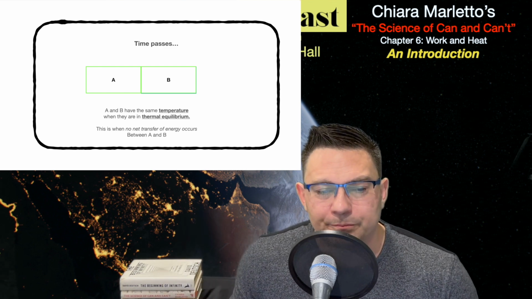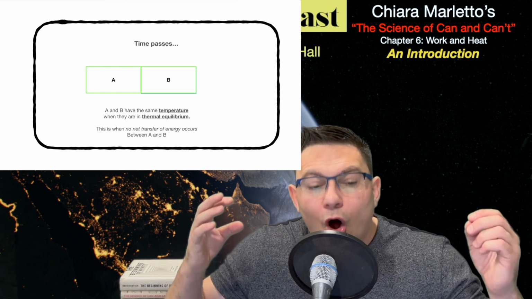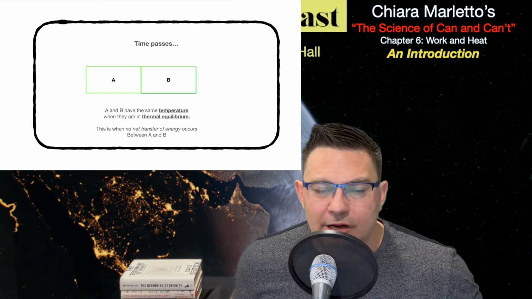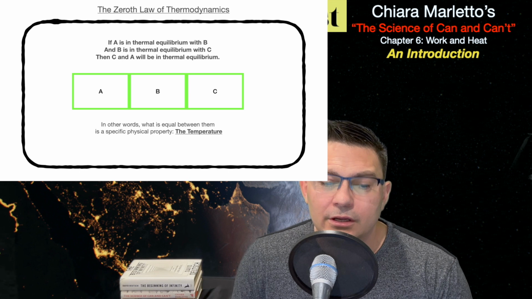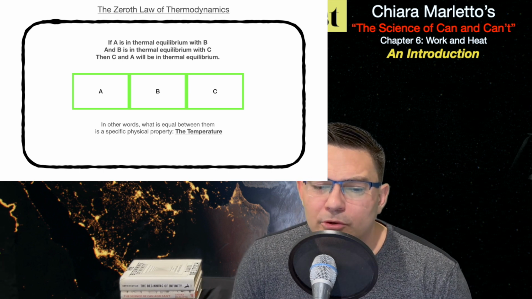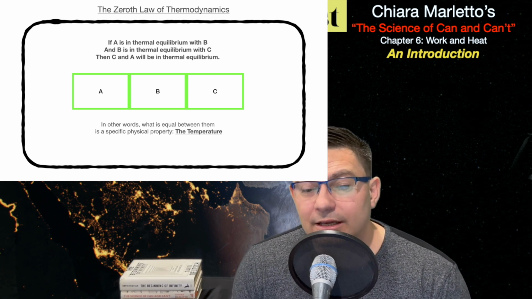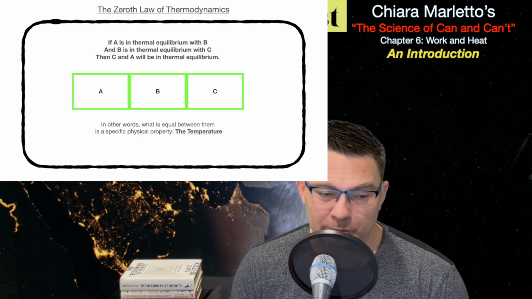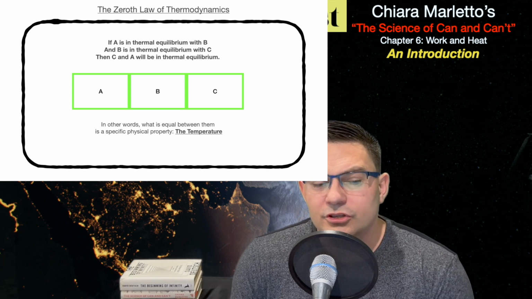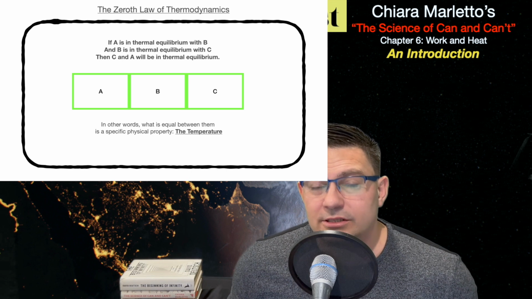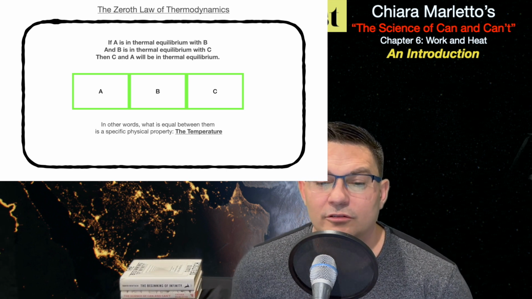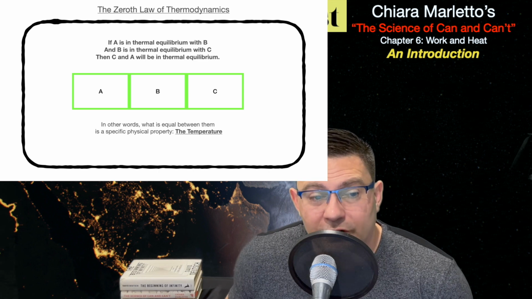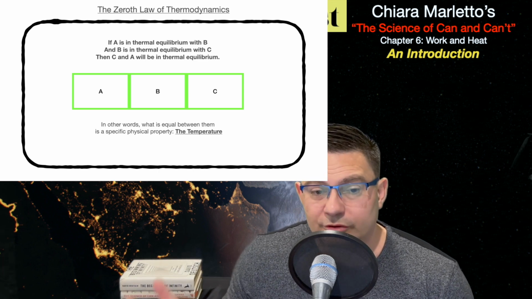More precisely, we say that A and B have the same temperature when they are in thermal equilibrium. One statement of the zeroth law of thermodynamics is, if A is in thermal equilibrium with B and B is in thermal equilibrium with C, then C and A will be in thermal equilibrium. So it's a law of thermal transitivity, effectively. The zeroth law implies the existence of a thermometer. It's the device in thermal equilibrium with its surroundings.